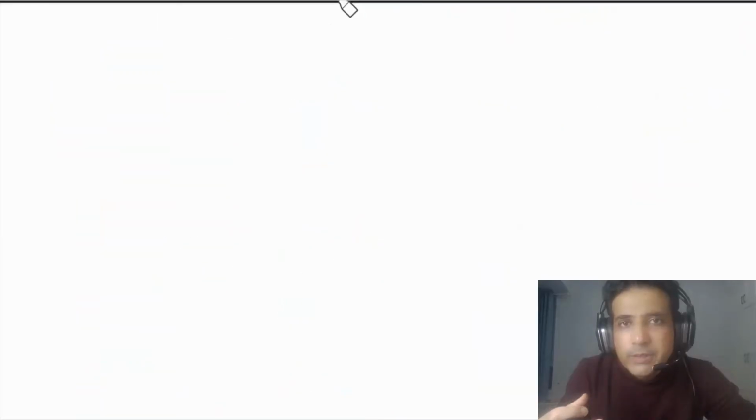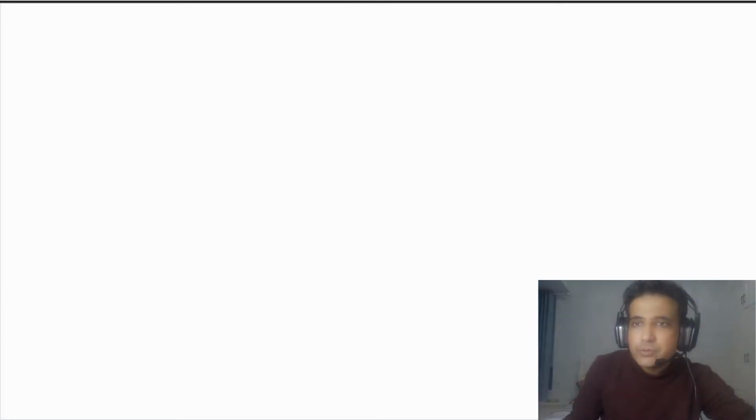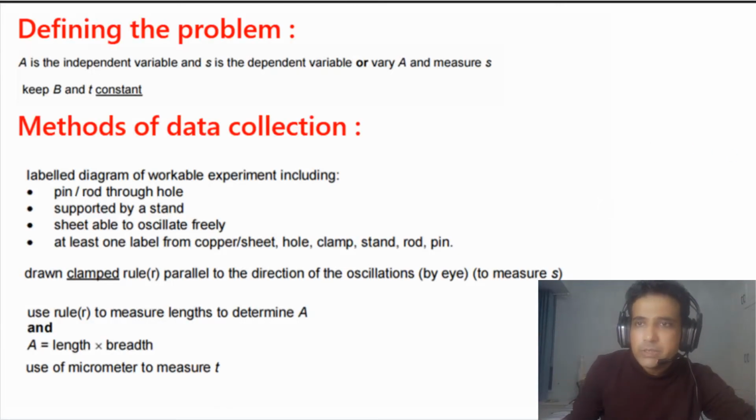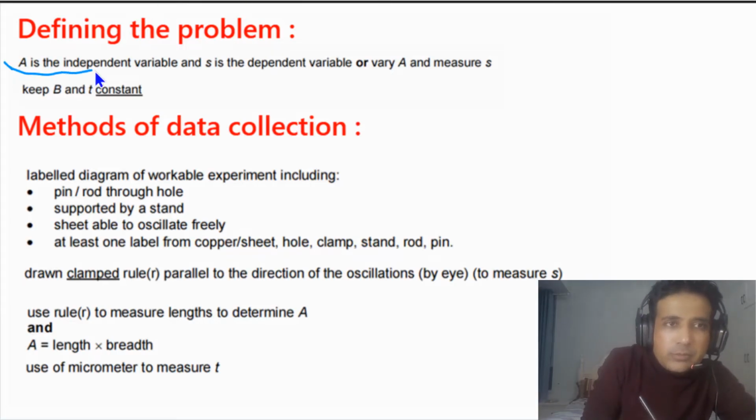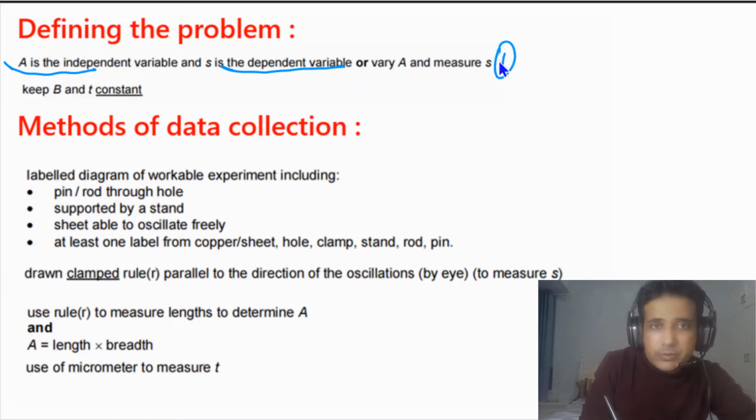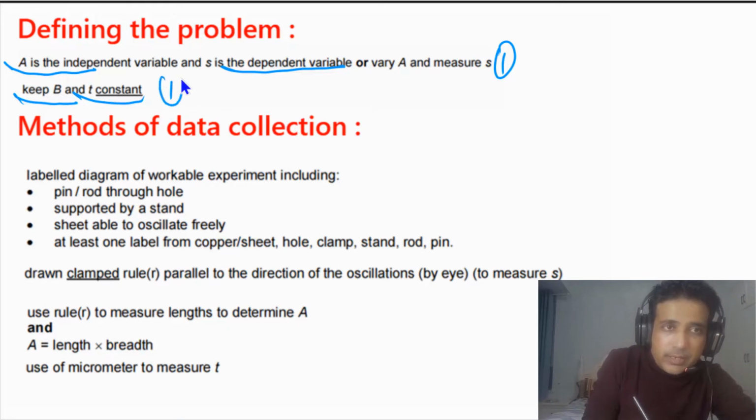Before we go to question 2, let's go through the mark scheme so you can see how we have the answer and what the mark scheme is expecting for the answer of this question. In the mark scheme, in defining the problem, you have to talk about the independent variable and the dependent variable. If you have written this, you will get 1 mark. And if you have said keep d constant, you will get another mark. So you will get 2 marks for defining the problem.